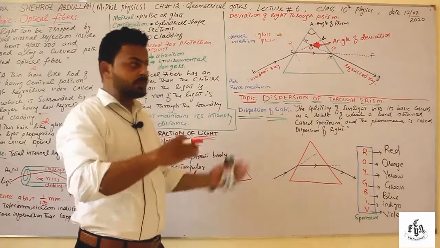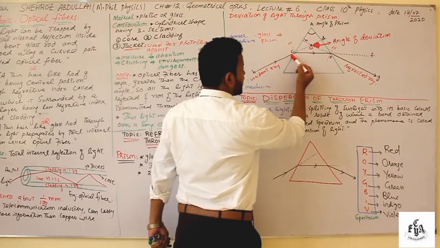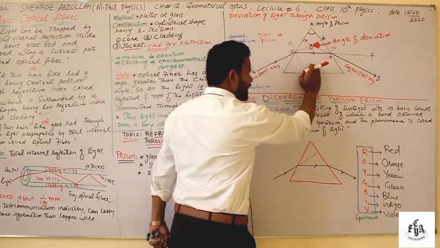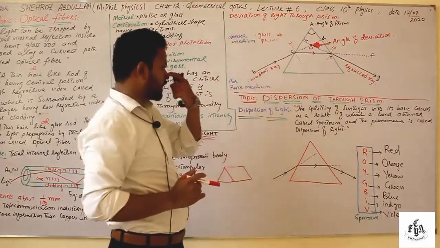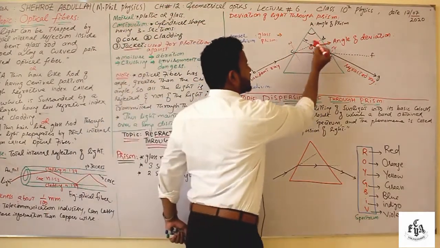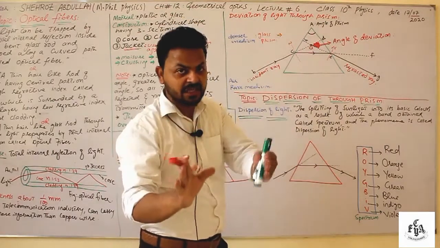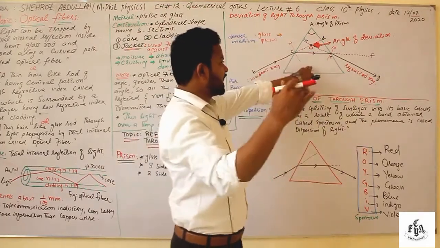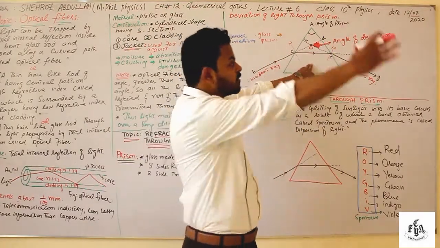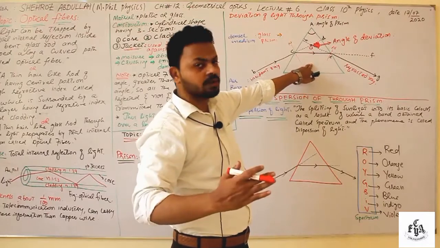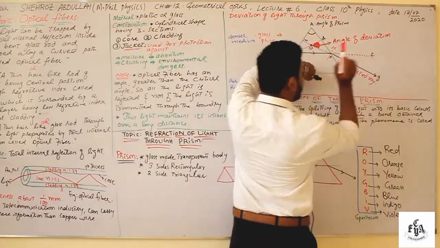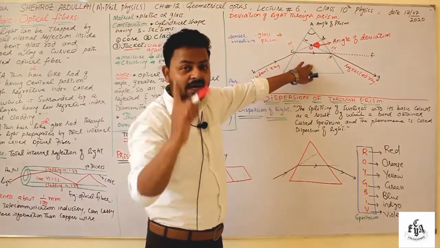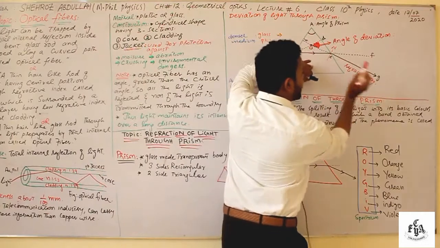Let me summarize what we have done. An incident ray BC is falling on a prism from air to glass, meaning rarer to denser. According to the rules it should follow the CD path, but in real sense due to refraction it follows the CE path. Now the ray is inside the denser medium and outside we have air. According to the rules the ray should follow the EF path, but due to refraction it does not follow EF path, it follows the EG path.